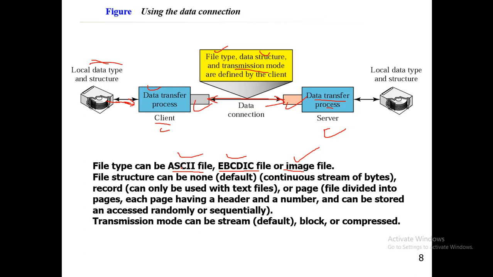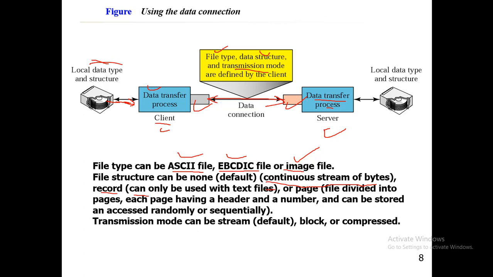And the file structure can be none by default, a continuous stream of bytes. You know the stream control protocol, in which we discussed the stream of bytes. Record can only be used for text files. You cannot record a whole image or a whole video transfer. But nowadays it is also possible because of the large processors that are provided at a higher cost.